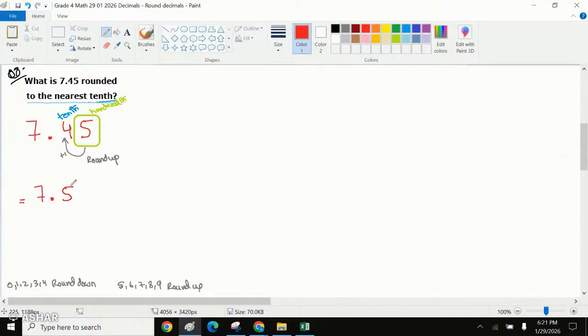No, May, this cannot be 7.5, right? The original question was 7.45 rounded off to the nearest 10th. Which position is 10th? 10th is the number right after the decimal, right? Do we agree? So if we need to round off the number to the 10th position, we need to maintain one decimal place. We need to have one number after the decimal, right? So we look at the next number, that is the second position.